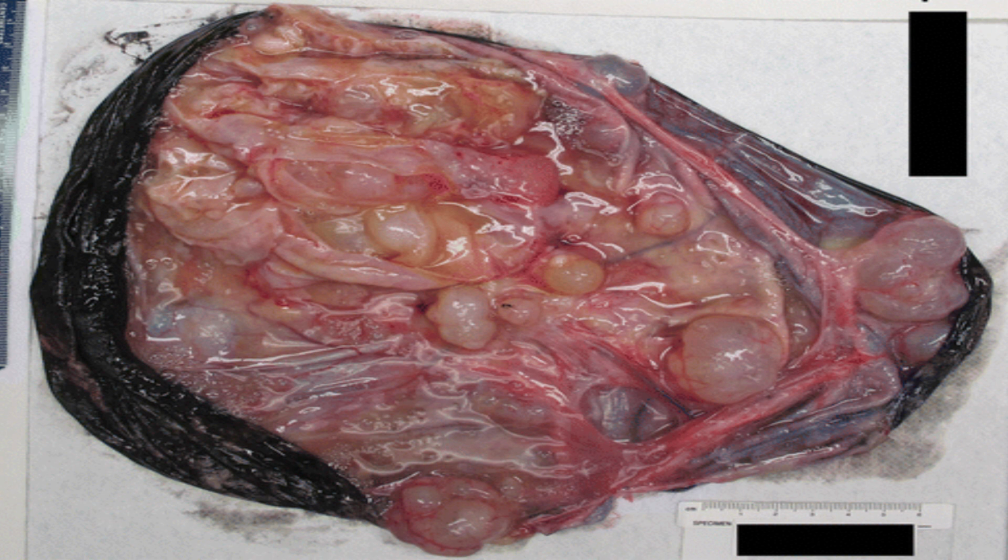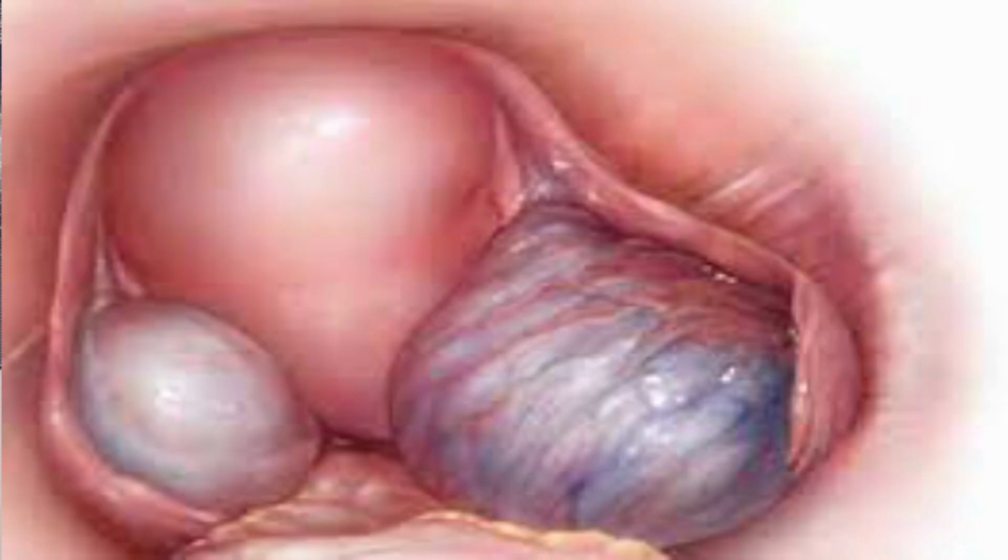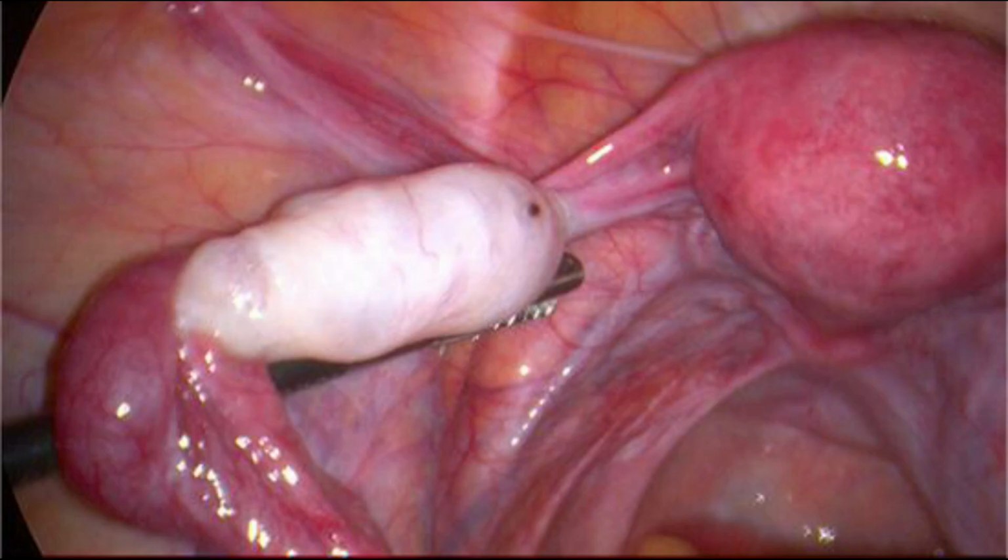Another non-functional cyst is the endometrioma, and this is the one we call the chocolate cyst. This results where the endometrial cells grow outside of the uterus.